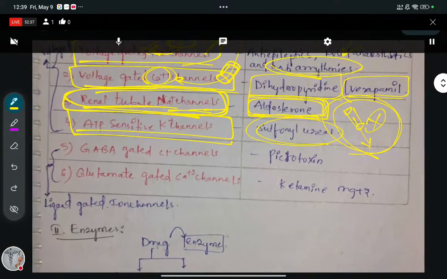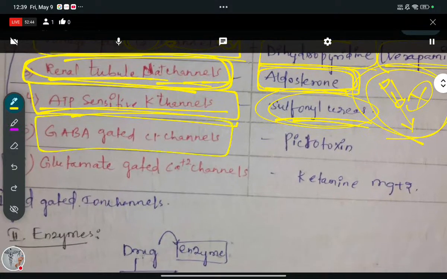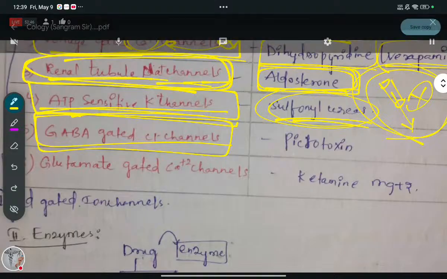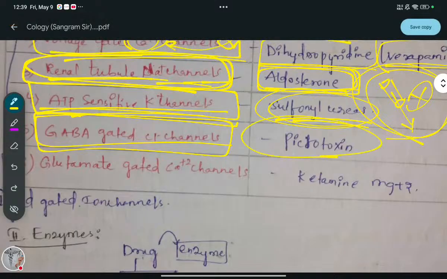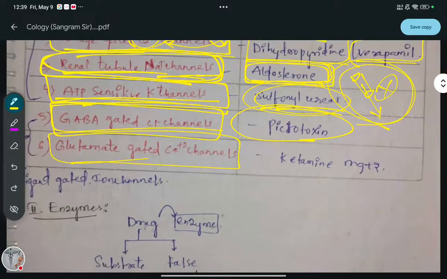Yes, so these ATP sensitive potassium channels are also blocked by sulfonylureas. Next, GABA gated chloride channel. The GABA gated chloride channels are blocked by picrotoxin. Next, glutamate gated channel. The glutamate gated channels are blocked by ketamine and magnesium.